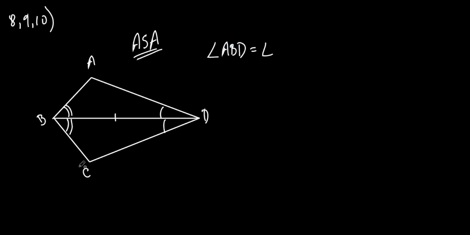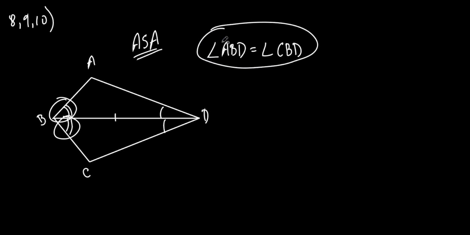And then what's this angle? CBD. And that is the additional information. So if I knew that this angle was equal to this angle, then those triangles would be congruent because of angle, side, angle. That's the additional information right there. That's your answer. I gave you two more.